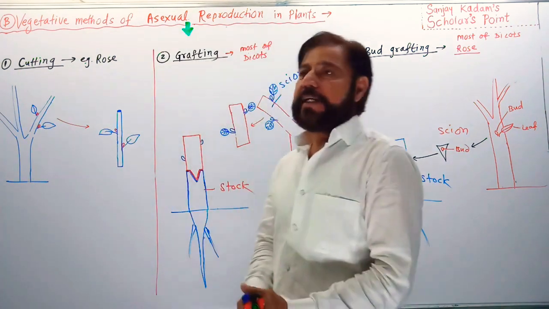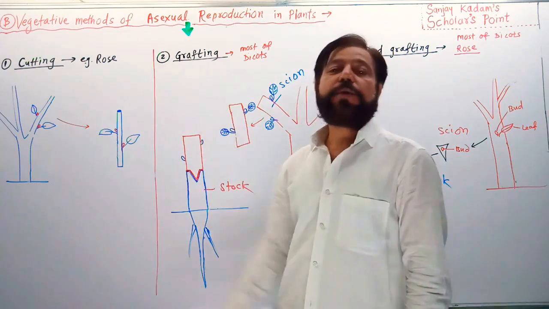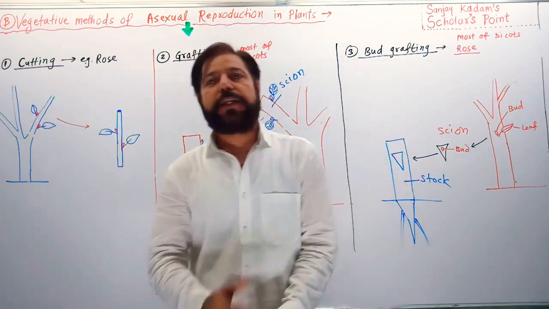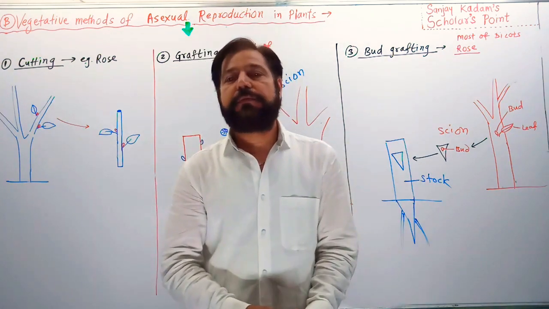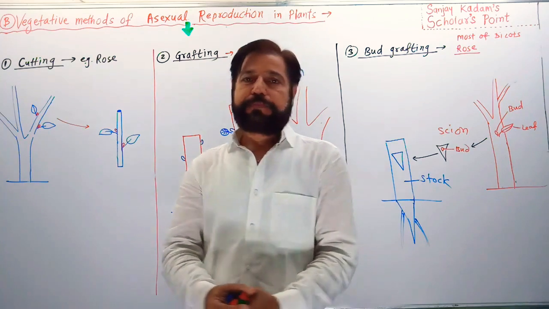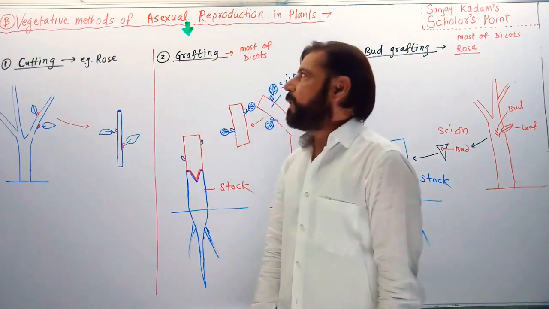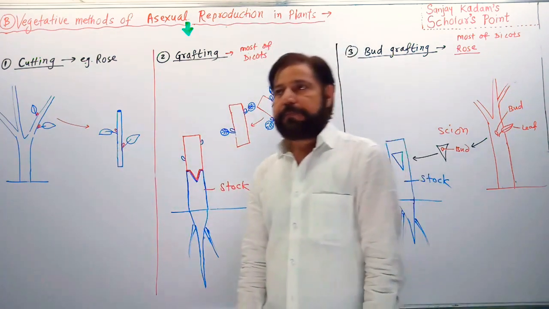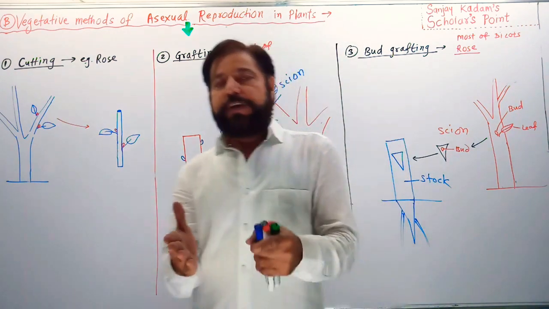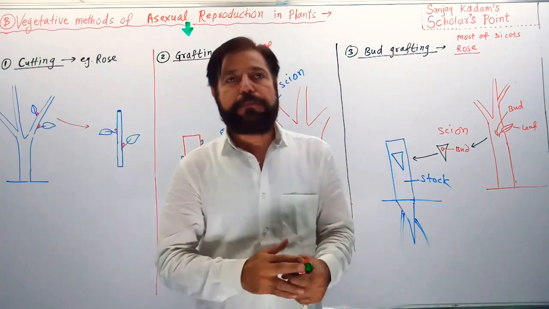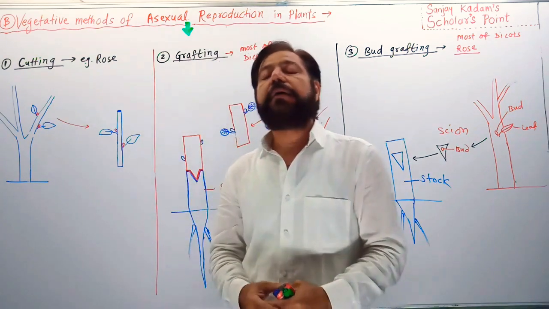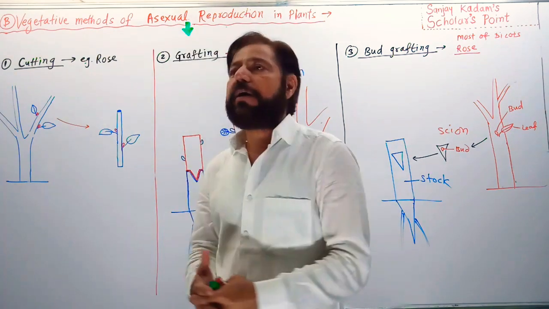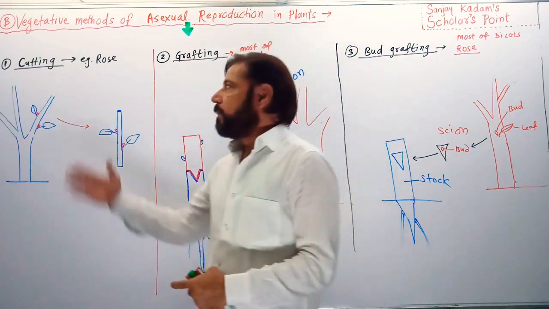Today we will study about vegetative methods of asexual reproduction. In last lecture we learned about the natural methods of asexual reproduction. In vegetative methods of asexual reproduction there are different methods in which vegetative parts of plants like root, stem, leaf are used for propagation or reproduction of plants.